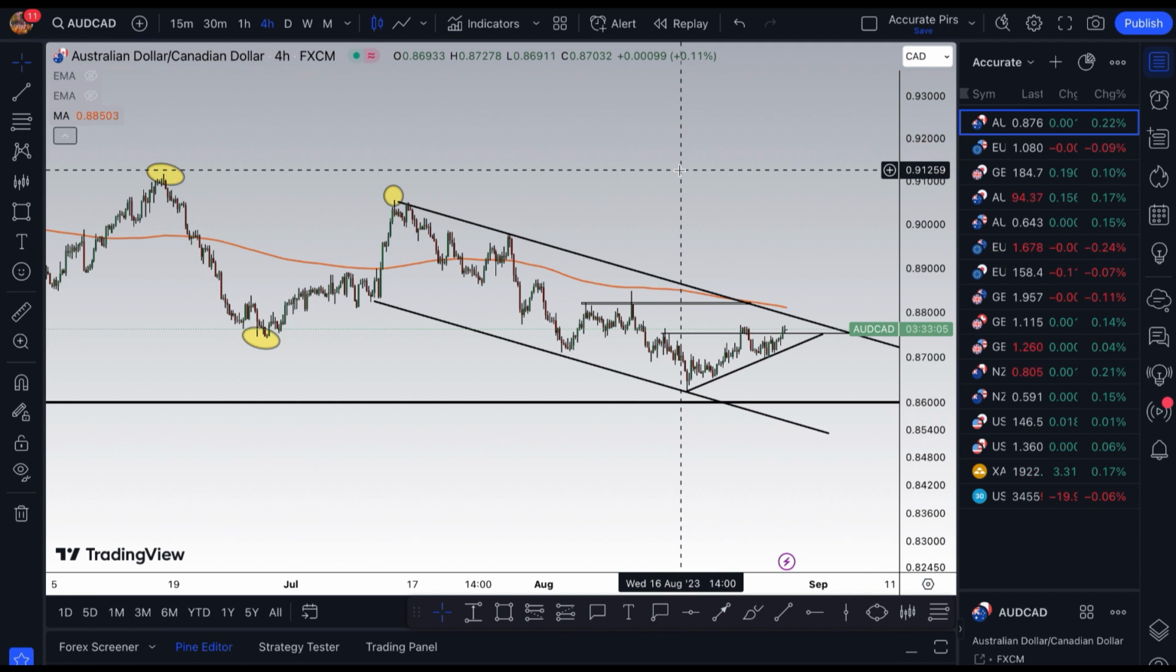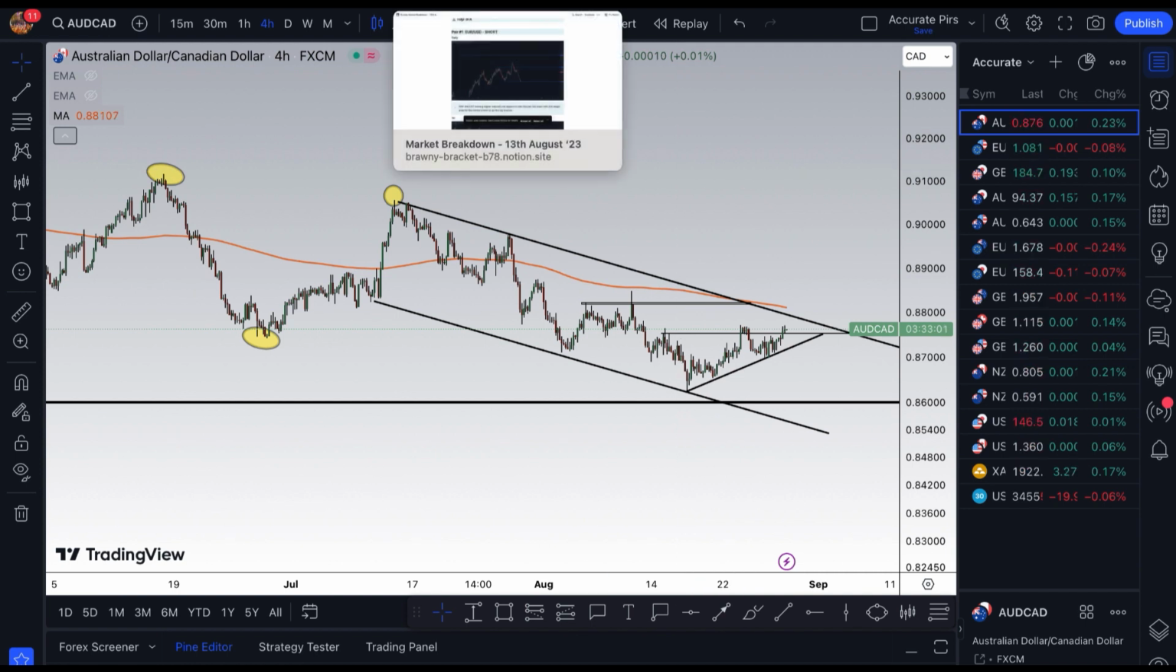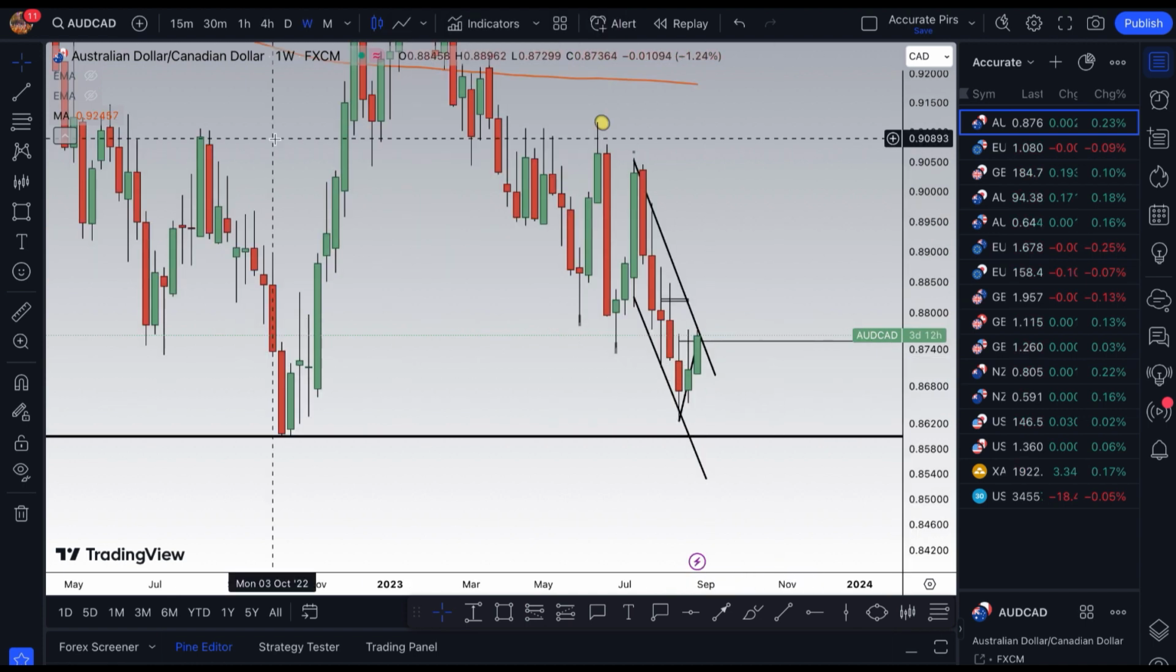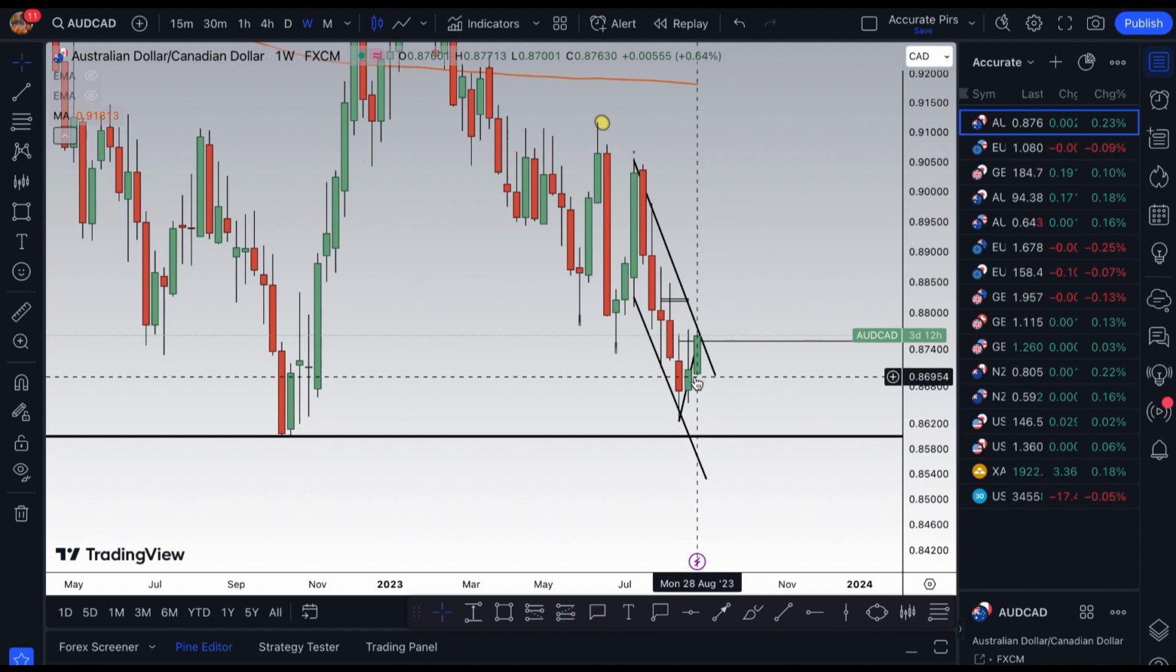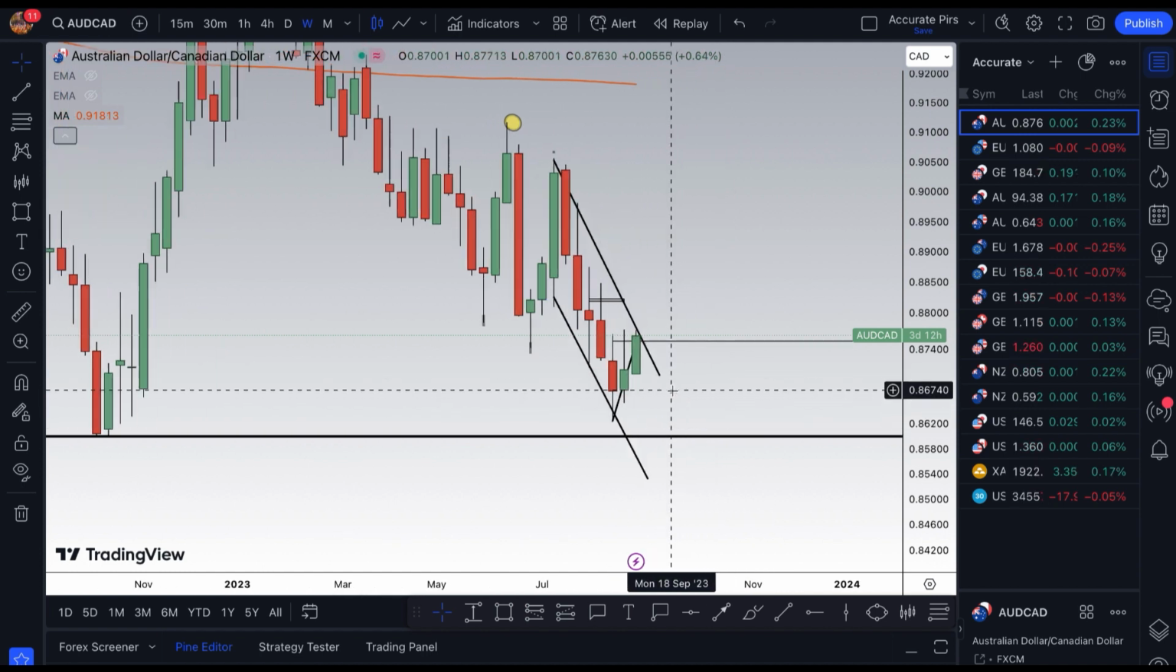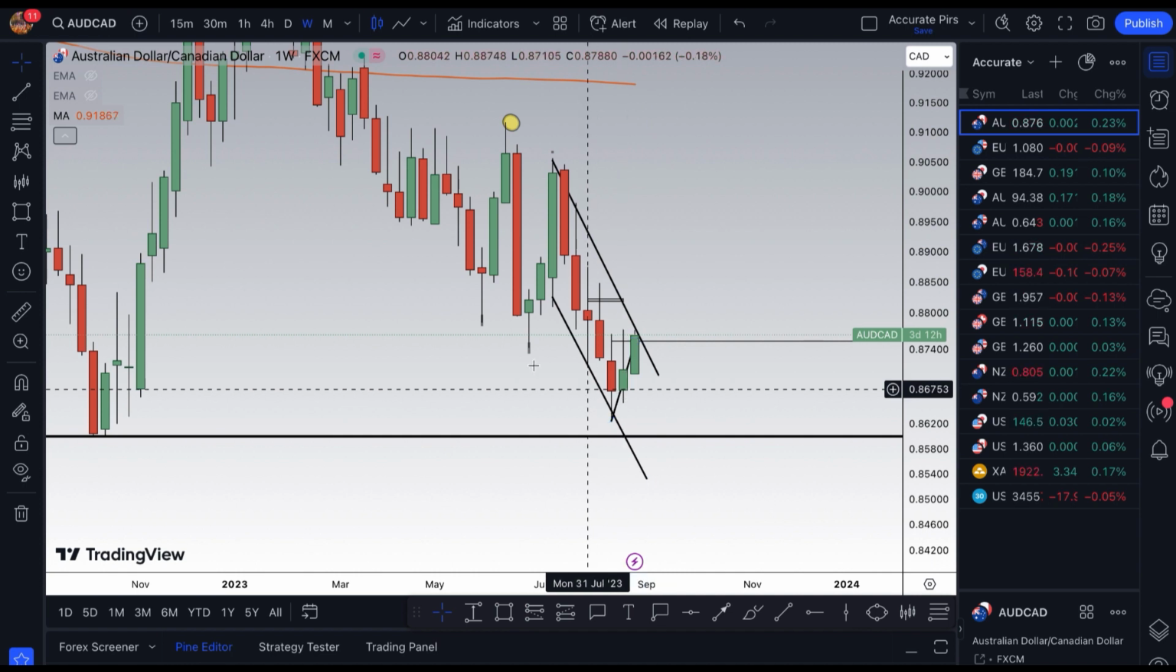So let's get straight into it. Like I do every time, we're going to start off with AUD CAD. You can see AUD CAD has come down to this point of interest on a weekly time frame. We've had this inverted shooting star happen on a weekly time frame, so that is another highlighter letting us know that the market could be getting ready to turn around.